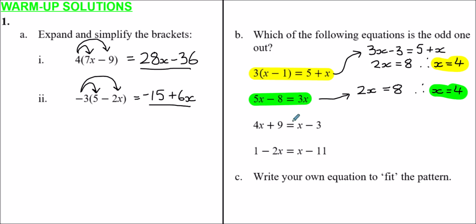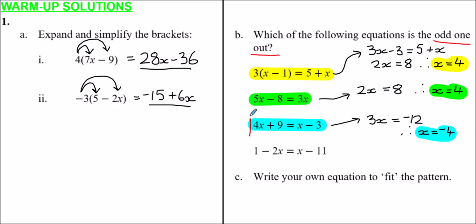This one here, so we can rearrange this one, so get the x's onto the same side. So 4x take 1x is 3x. And then here, subtract 9 from both sides, minus 3 minus another 9, that gives us minus 12. Divide through by 3, we get x equals minus 4. And so 4, 4 and minus 4, it would appear that this one here must be the odd one out, because this does have a solution of minus 4 rather than 4. And so it would appear that the odd one out is this equation here.